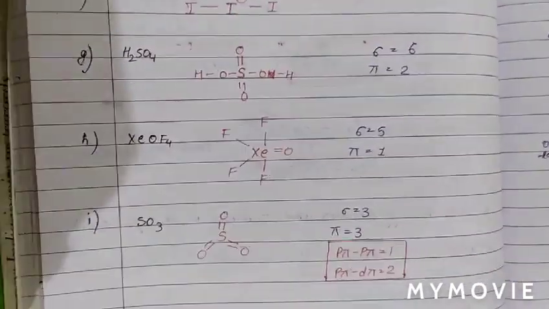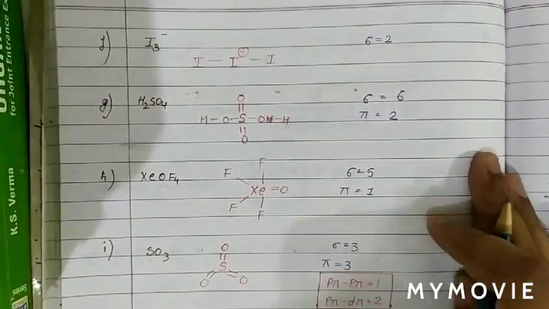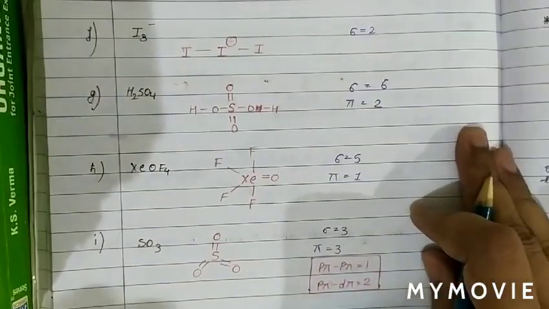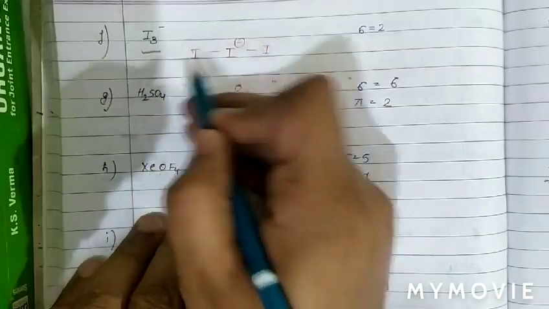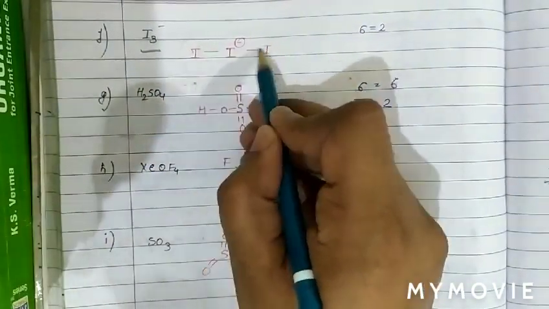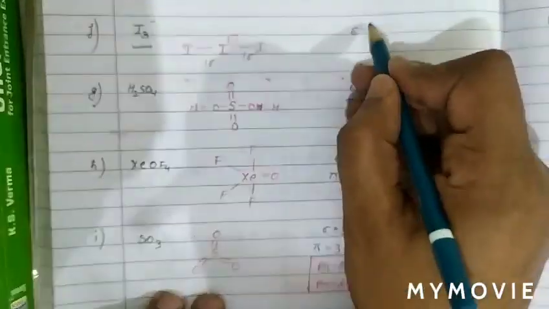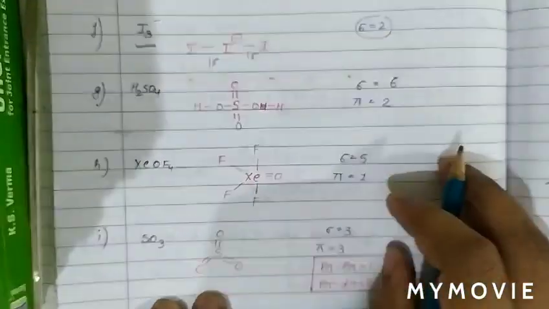See next. Again we have to calculate sigma and pi. See, in I3 minus, there is a sigma single bond between I atoms. So this is 1 sigma and this is also 1 sigma. So how many sigma bonds are there? 2 sigma bonds are there.